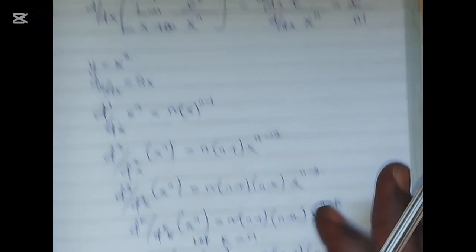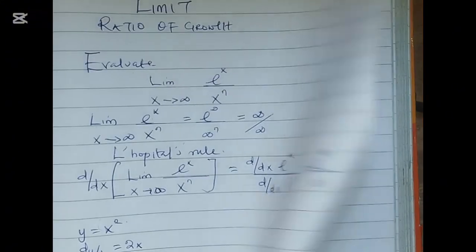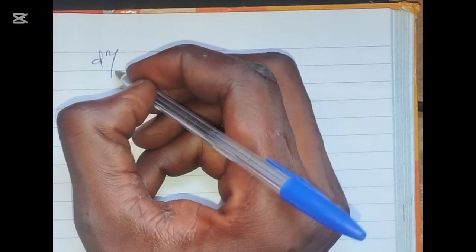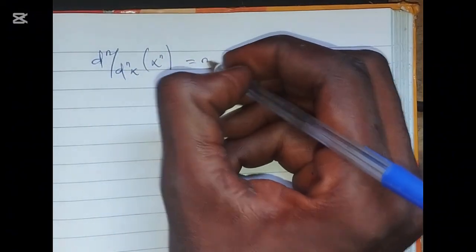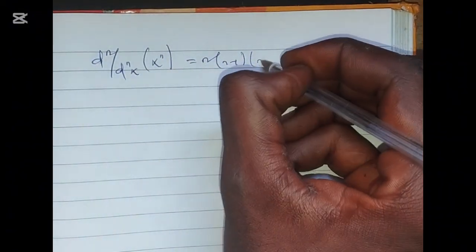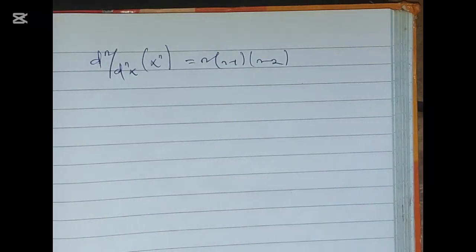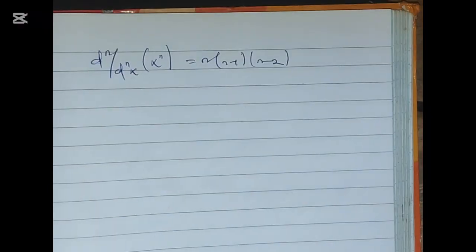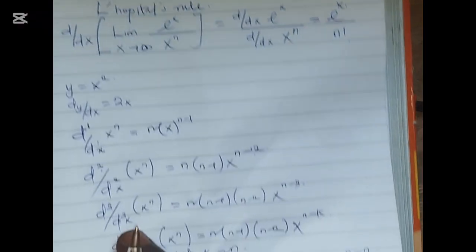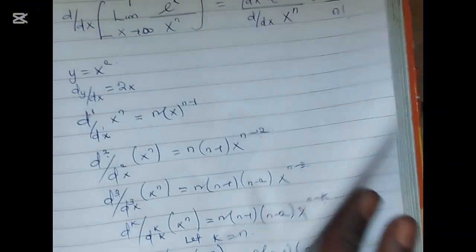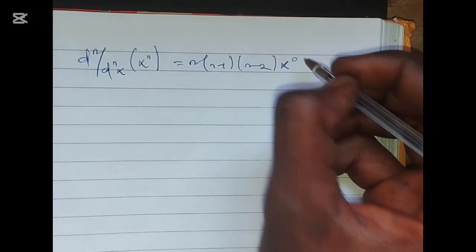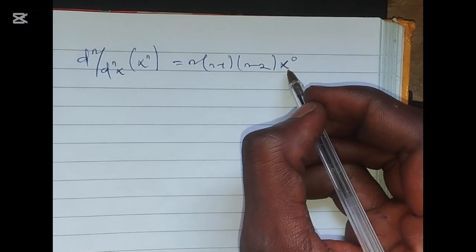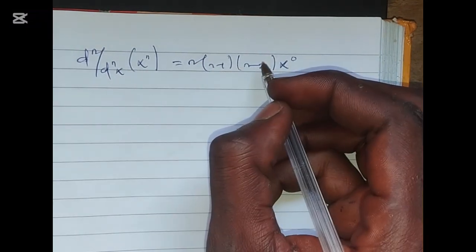Now, because we have this, it becomes the nth derivative of xn is equal to n into n minus 1 into n minus 2. I can keep writing it, then into x to the power of, here we have n minus n, which is 0. So n minus n is 0. We have x to the power of 0, and x to the power of 0 is 1. 1 times this is this.